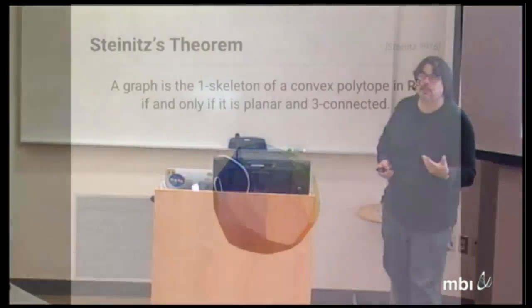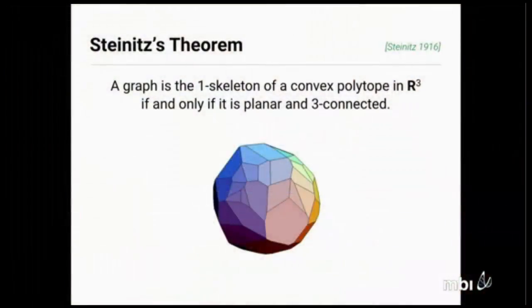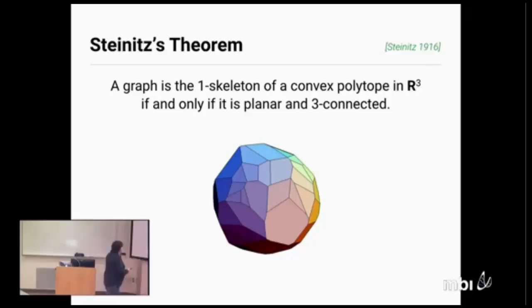Okay, so what was Steinitz actually doing? Steinitz was, among other things, one of the seminal researchers in the early theory of convex polytopes. And the theorem that people like me know that's attached to his name is a characterization of which graphs can be the one skeleton of a convex polytope in R3.